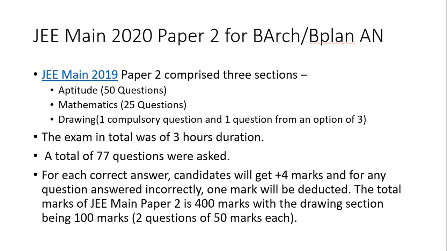The first part is aptitude with about 50 questions, then mathematics with about 25 questions, and for drawing there is 1 compulsory question, and the second question had an option of 3, out of which you have to draw any one. The exam was 3 hours in duration and had a total of 77 questions. For each correct answer, the candidate gets 4 marks, and for any question answered incorrectly, -1 mark. The total marks for JEE Main Paper 2 is 400, with the drawing section being 100 marks.